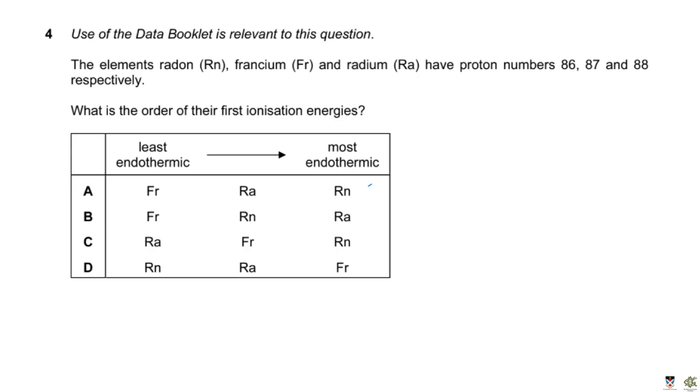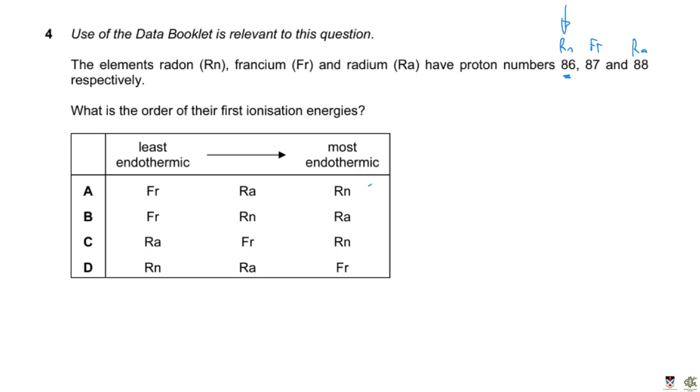So if we just add symbols here so we know which ones we're referring to, this would be radon, then francium, and then radium. If you look at the periodic table, you'll see that we have radon, and then we drop down to the next period for francium and radium. So they are in the next energy level, and their outermost electron will be further away from the nucleus compared to radon.